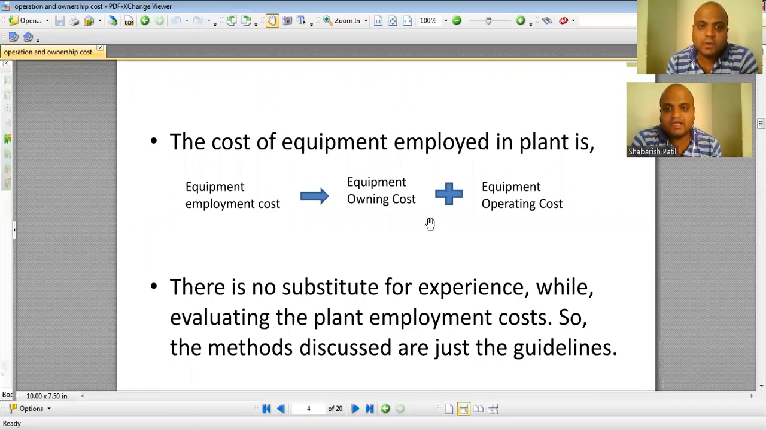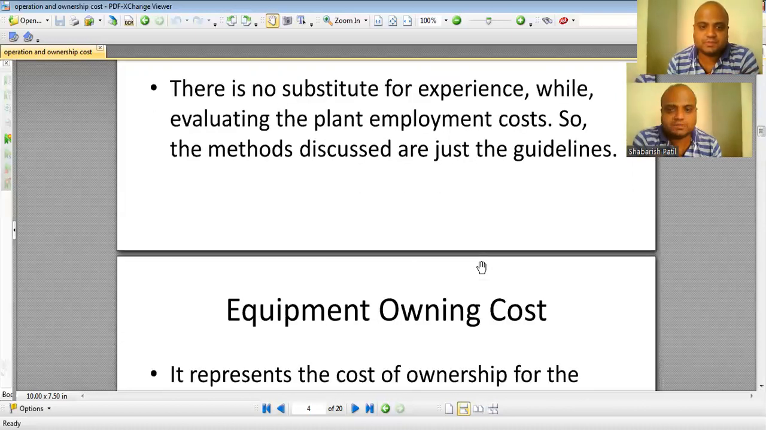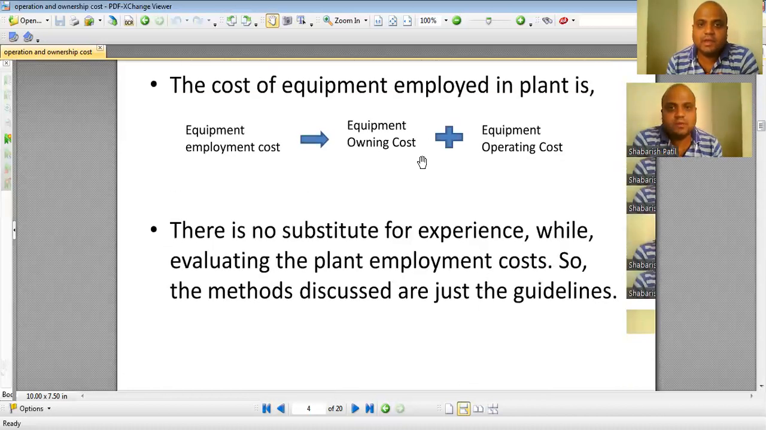Now remember one thing while calculating these costs: as there is a saying that there is no substitute for experience, experienced people are better able to judge these costs. Whatever methods we are discussing in this module are just guidelines for how we can calculate the costs related to equipment. Otherwise, I tell you again, experience is the best thing to judge whether an equipment can be used on the site or not. So we'll go one by one. Total equipment employment cost equals equipment owning cost plus equipment operating cost.